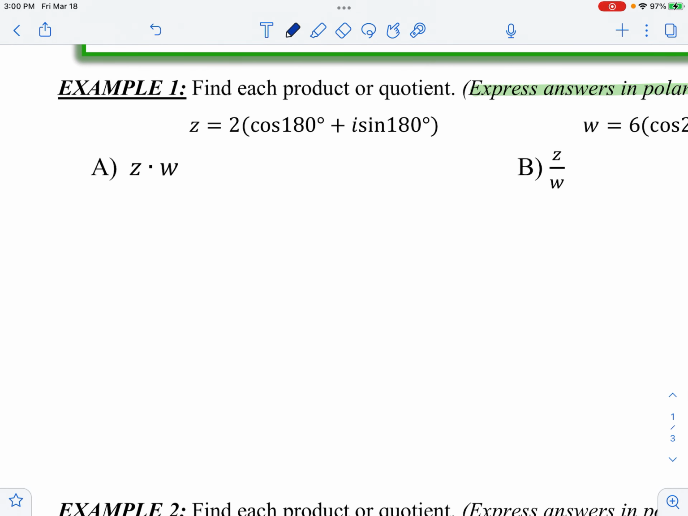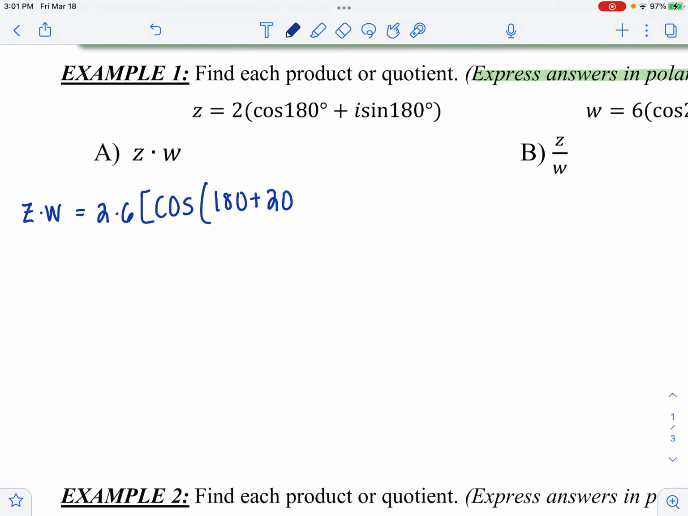All right, so we're going to start with this. We're going to multiply z times w. So z times w is, you're going to multiply the r values, so 2 times 6. I don't need the parentheses there, so 2 times 6. And then cosine of, and you're going to add your theta values. So 180 plus 200. Plus i sine of, the same thing, 180 plus 200. I used a bracket around these because there's so many parentheses that I wanted to use something different, so that's why I used a bracket.